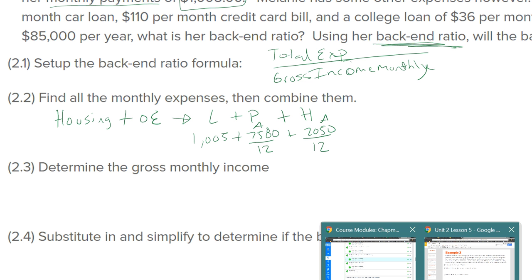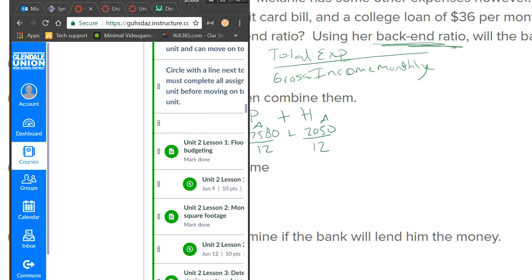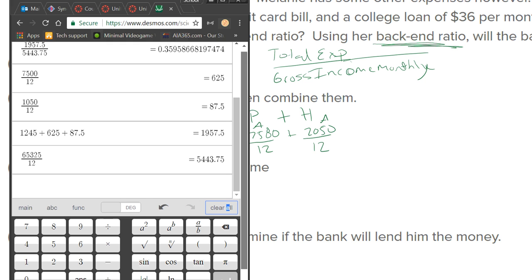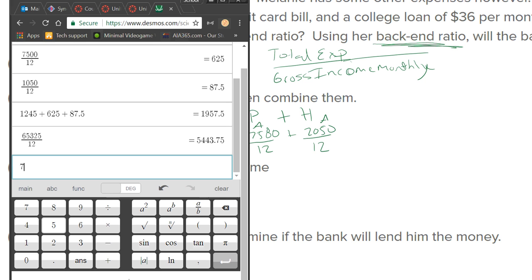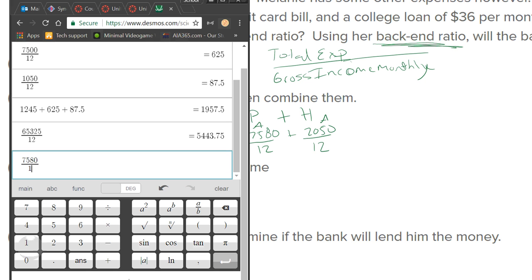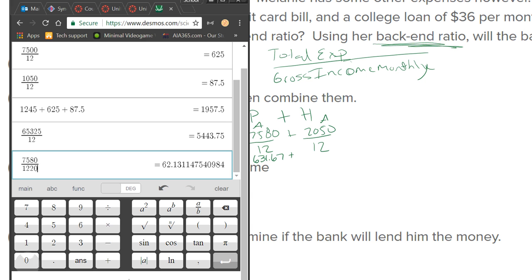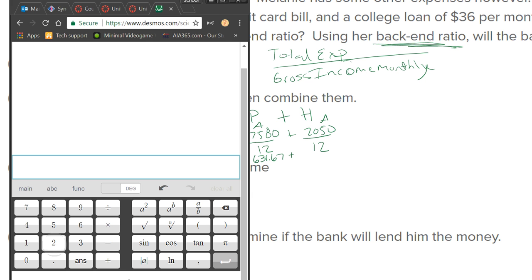So we're going to take those two amounts, and we're going to divide them. So 75.80 divided by 12 is 631.67. And then that 20.50, oops, let's clear that, divided by 12 is 170.83.